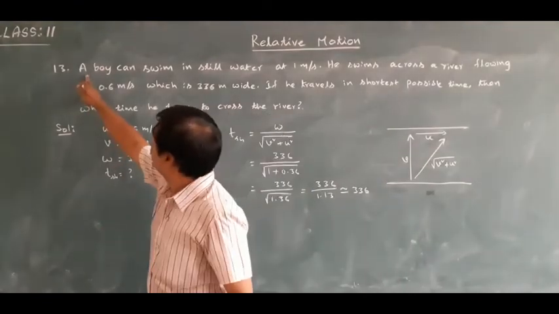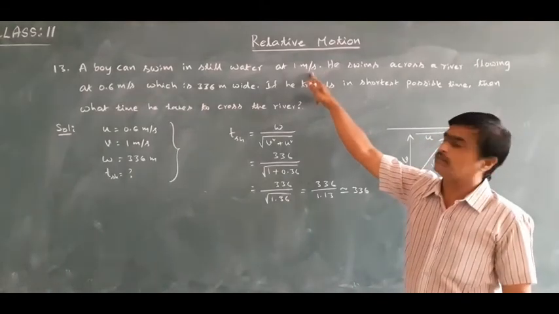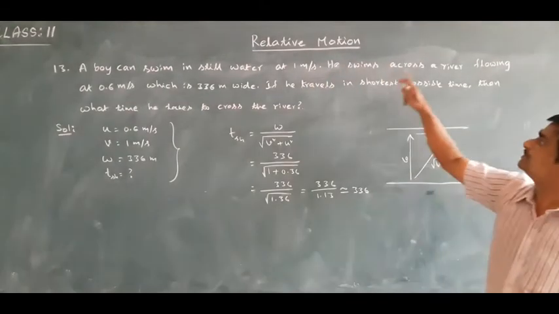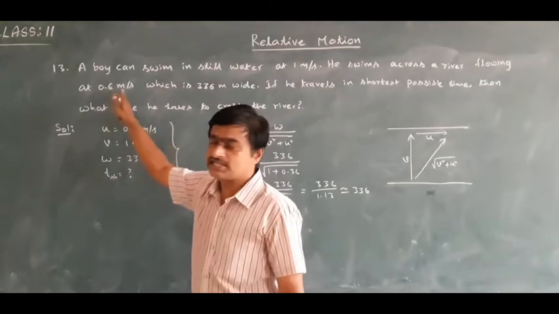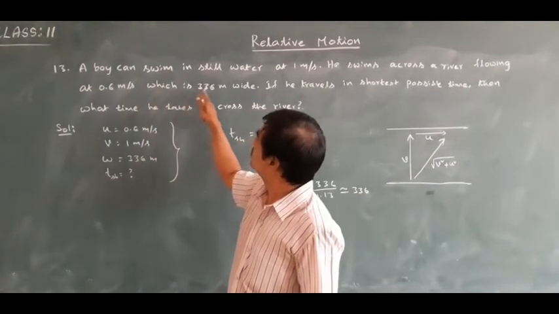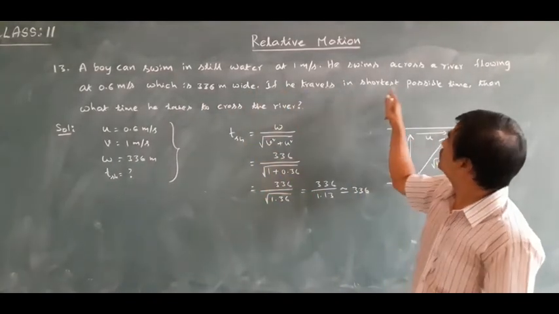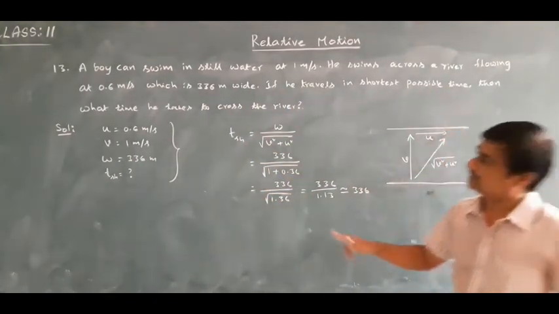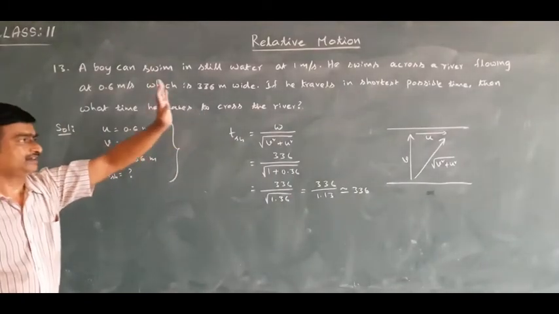Next one. A boy can swim in still water at 1 meter per second. He swims across a river flowing at 0.6 meter per second, which is 336 meters wide. If he travels in the shortest possible time, then what time does he take to cross the river?